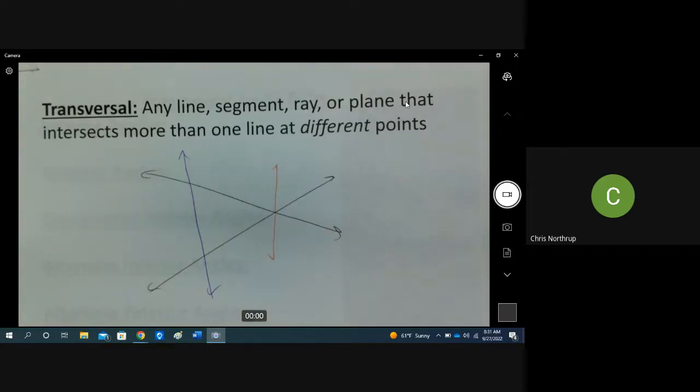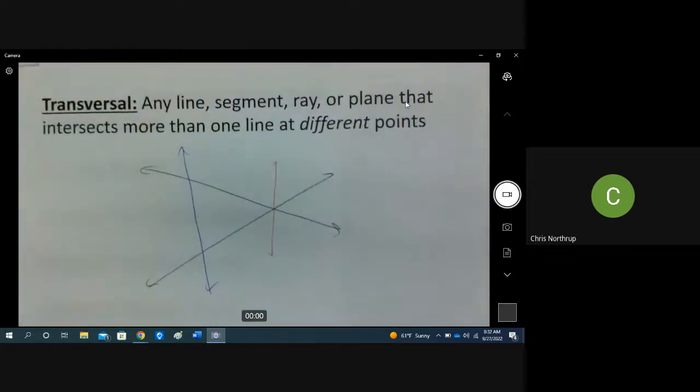Now, when we have transversals, we're going to form a bunch of angles. We've got 4 angles here and 4 angles here. And what we're going to do is see which angles might pair up. And next time, we'll see how those pairs might relate.